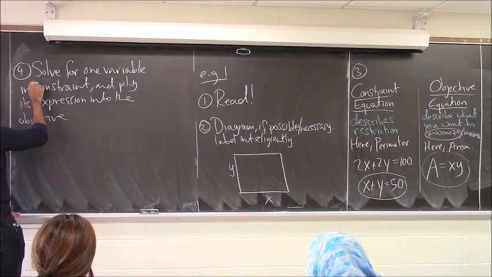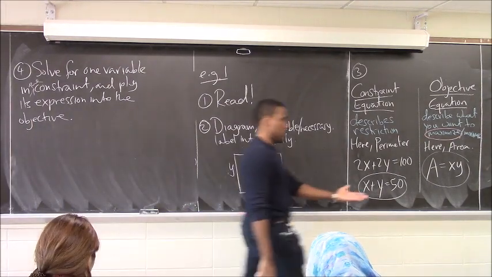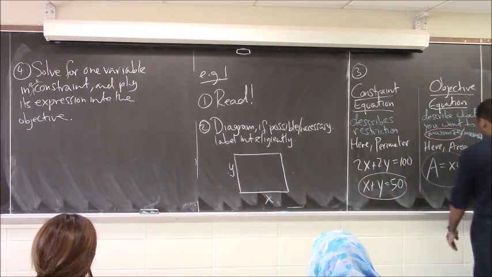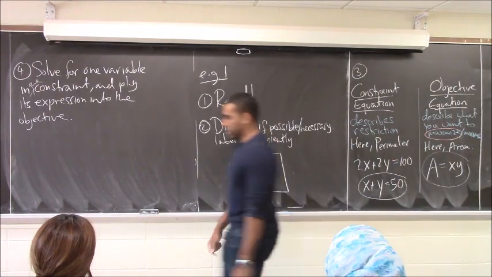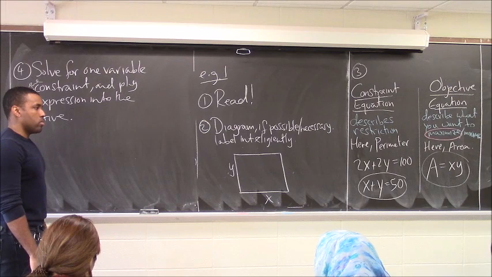In the constraint. Okay, so I care about the objective. There are too many variables though. I'm only a lowly Calc 1 student, so I need to get that guy in one variable.